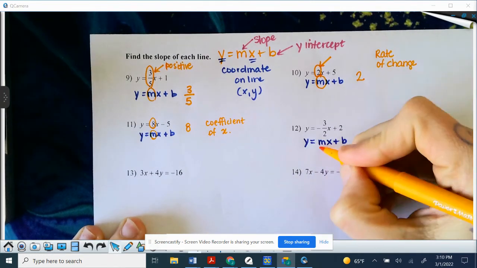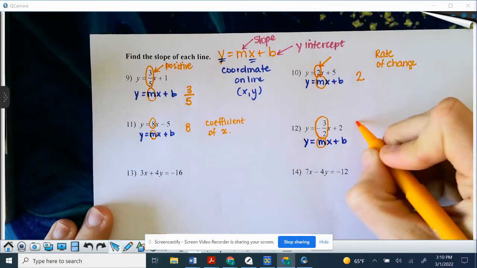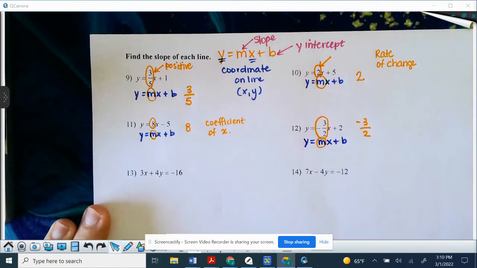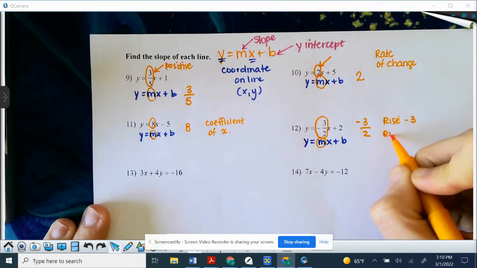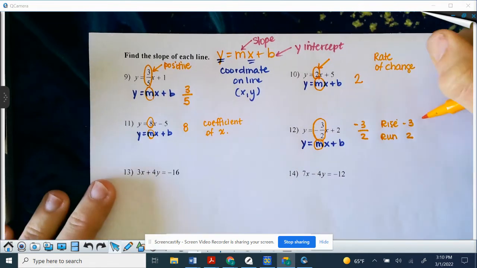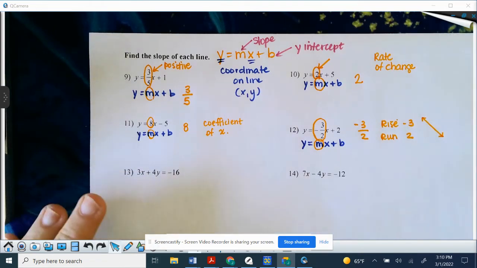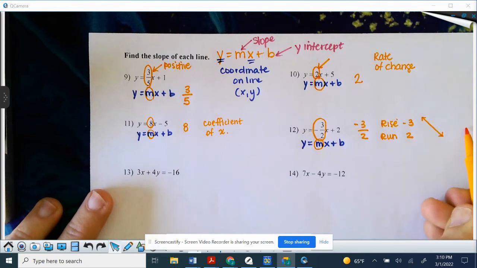So we're looking for m. In this case, we have a negative 3 over 2, which means our rise is a negative 3. Our run is 2. So this line, again, is negative, so it's going to be going this way from left to right. It's going to go down. So as x increases, as I'm reading the x-axis going to the right, y is going to decrease, which makes this line go down.